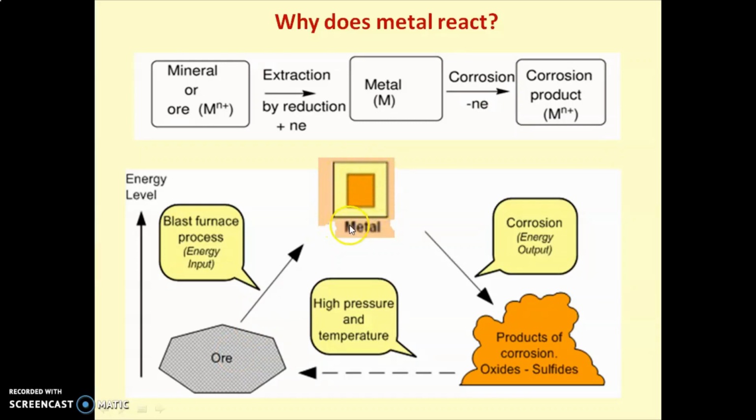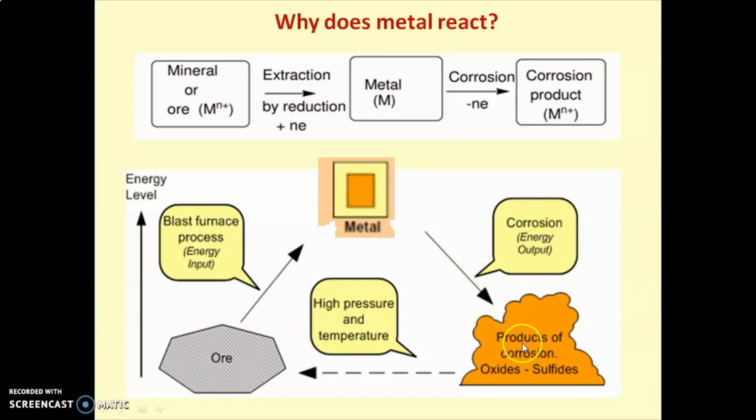And when it is exposed to the atmosphere, it undergoes corrosion and gives rise to corrosion products, that is oxides and sulfides, maybe carbonates also. So now the metal goes into the compound state that we call the corrosion product. And this is a natural process, a spontaneous process. Spontaneous means it takes place on its own. As I mentioned here, in this natural, spontaneous process, energy is released.